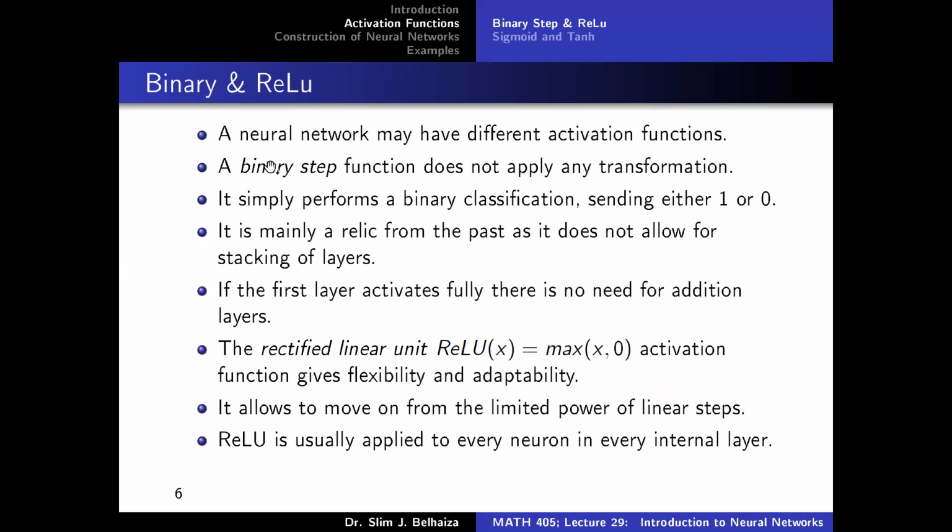So I will cite a couple of activation functions. I'll talk mainly about simple ones and a little bit more complicated ones. I'll start with the binary and Relu functions. A neural network may have different activation functions. To begin with, the binary step function does not apply any transformation. It simply performs a binary classification, sending either 1 or 0. It is mainly a relic from the past, as it does not allow for stacking of layers. And if the first layer activates fully, there is no need for the addition of layers.